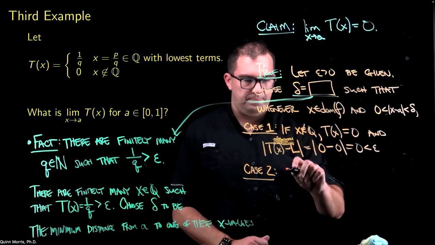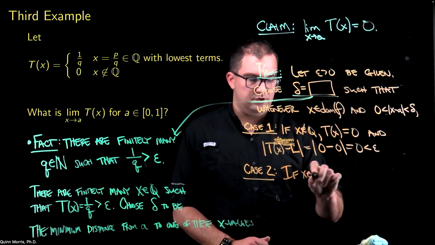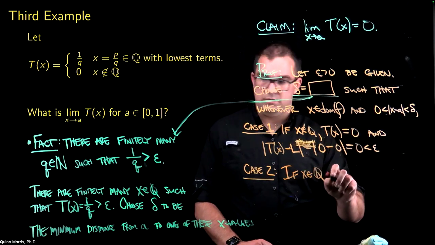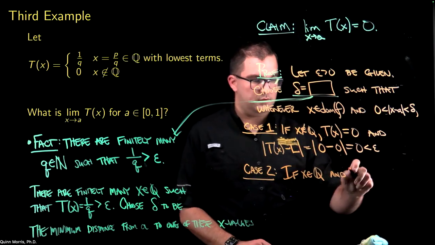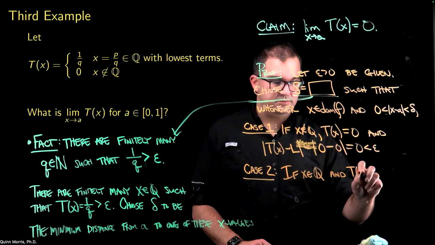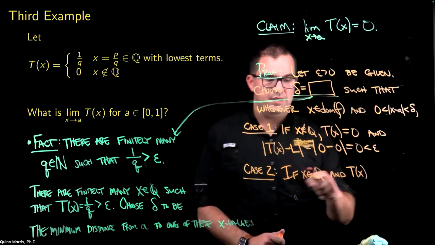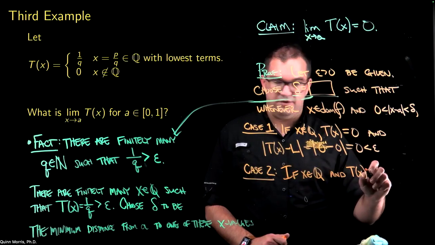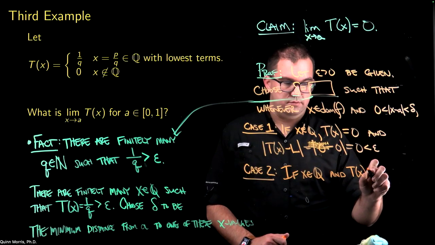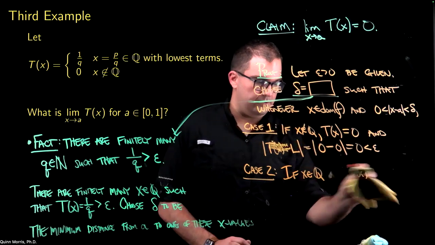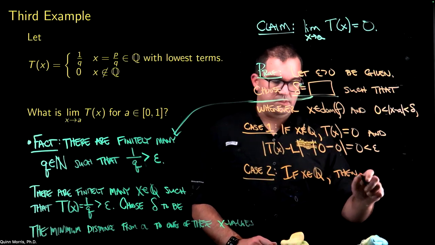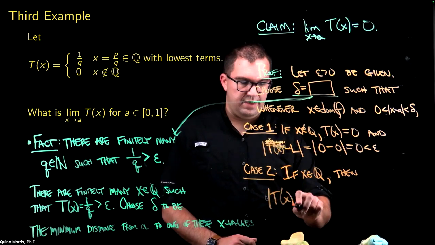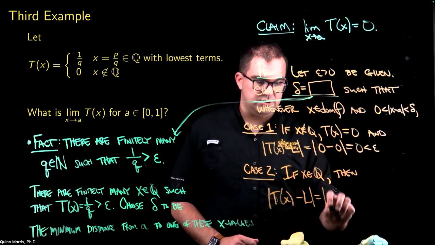Then I say, okay, if x is in Q, there's actually going to be sort of two cases within case two. If x is in Q and T of x is, actually, sorry, no, I don't need two cases. If x is in Q, then T of x minus L, so that's just going to be T of x.